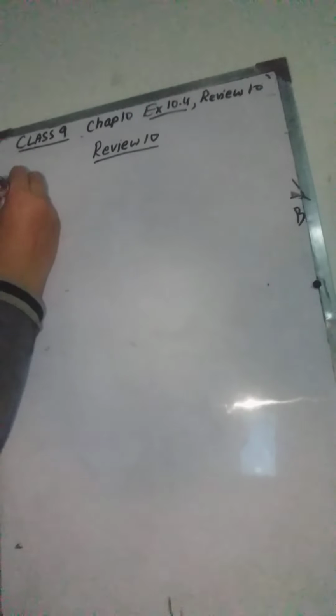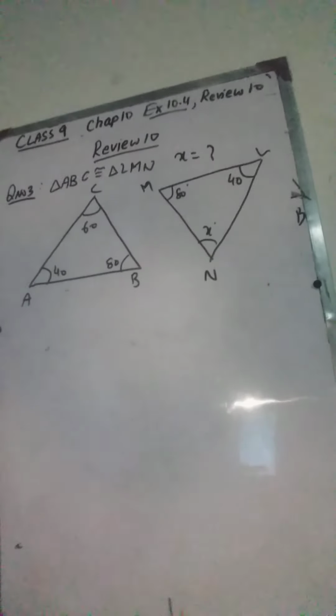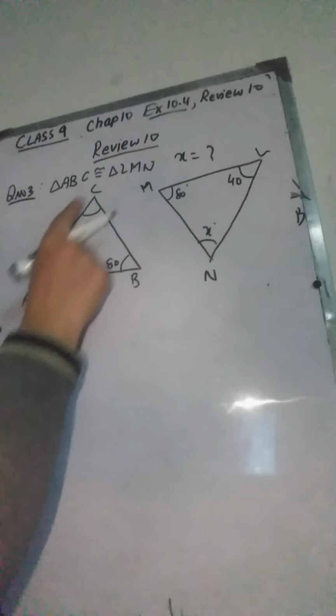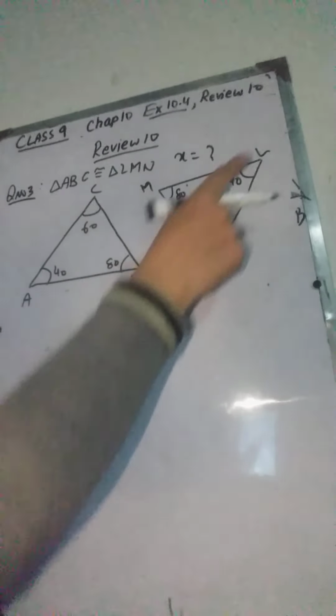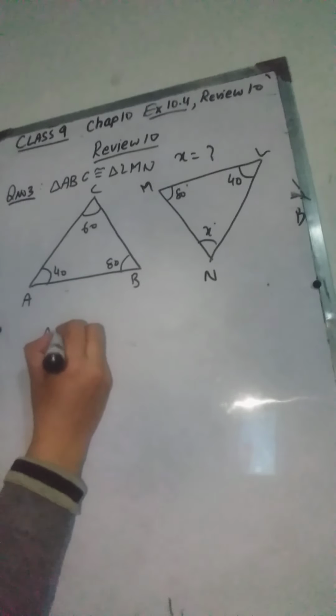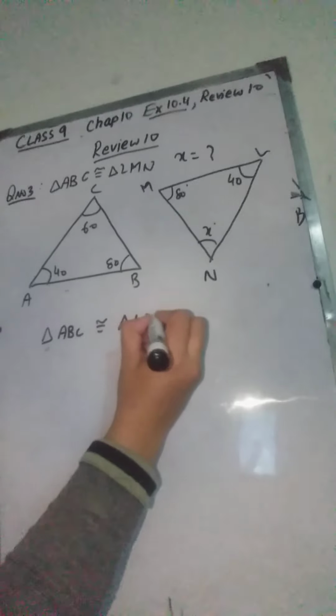Now let us start reviewing exercise 10. In question number 3, we are given two triangles. Let me draw them first. It is given that triangle ABC is congruent to triangle LMN. So this information is given to us.